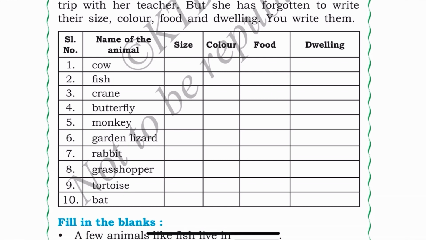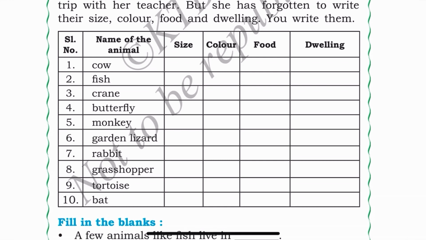Now let us see about the crane. What is the size of the crane? It is small. What is the color of crane? It is white. What is the food that crane eats? It eats fish. Which is the place where the crane lives? It lives in the pond.